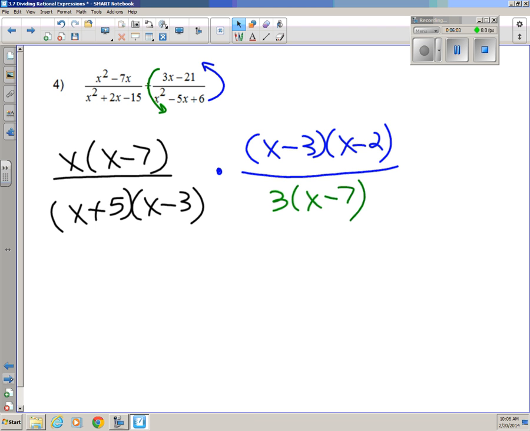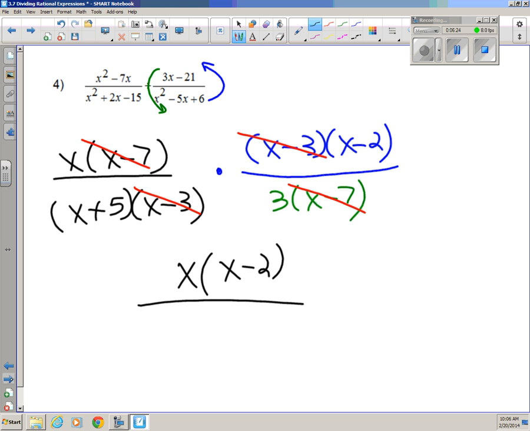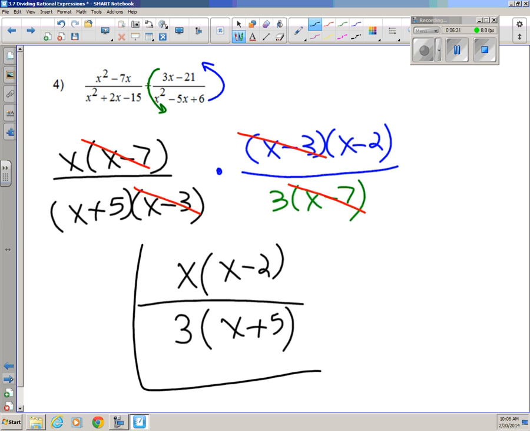If that's too much for you to do and you want to rewrite it first and then factor second, that's fine. Start looking for common factors. I've got x minus 3 with an x minus 3, and I've got an x minus 7 with an x minus 7. Nothing else goes away. So on the top, I've got this monomial x, this binomial x minus 2. On the bottom, I've got the 3, which usually goes in front of the parentheses. Doesn't really matter. The commutative property allows me to put it in front, but 3 over 3x plus 5. So there's your final answer, x times x minus 2 over 3 times x plus 5.